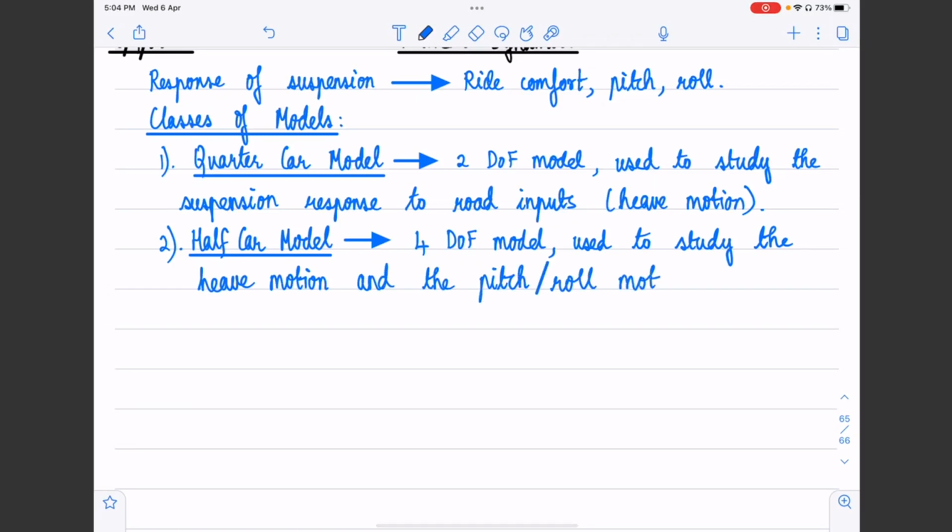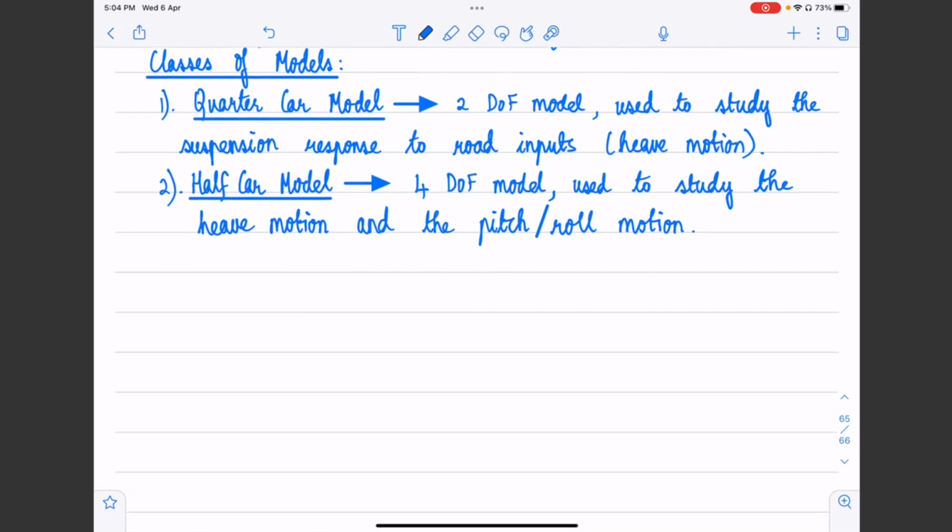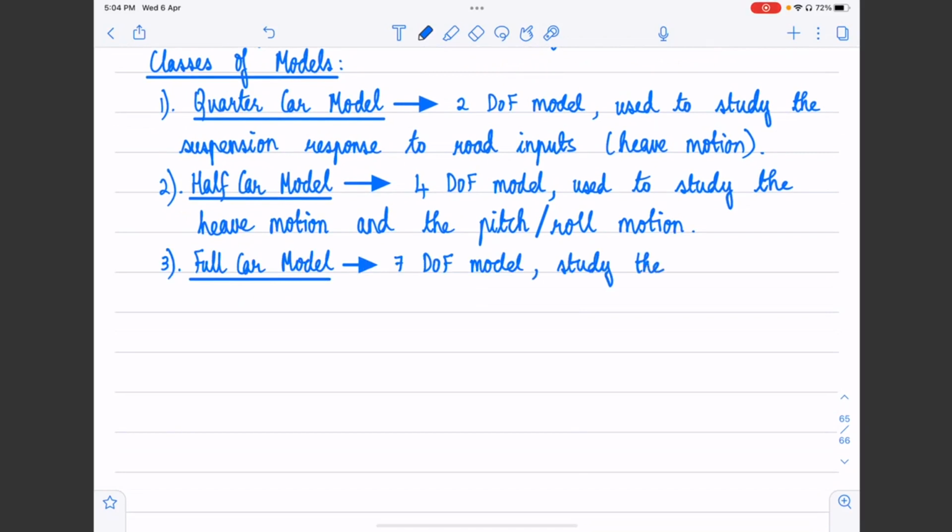Okay, so what is pitch? Pitch is essentially rotation of the vehicle about the lateral axis, right? Roll is rotation of the vehicle about the longitudinal axis, right? So in the half car model, we study either the pitch motion or the roll motion in addition to the heave motion. Okay, so then there is something called a full car model in which we study all three. This is a generic model, and typically it is a 7 degree of freedom model. This can be used to study the heave, pitch, and roll motions. That is the potential application of the full car model.